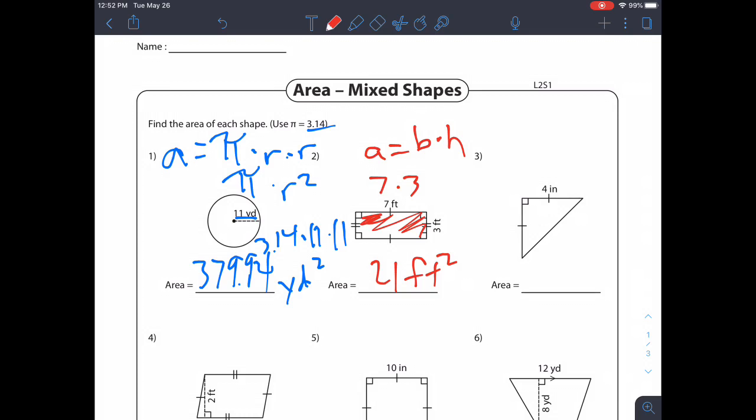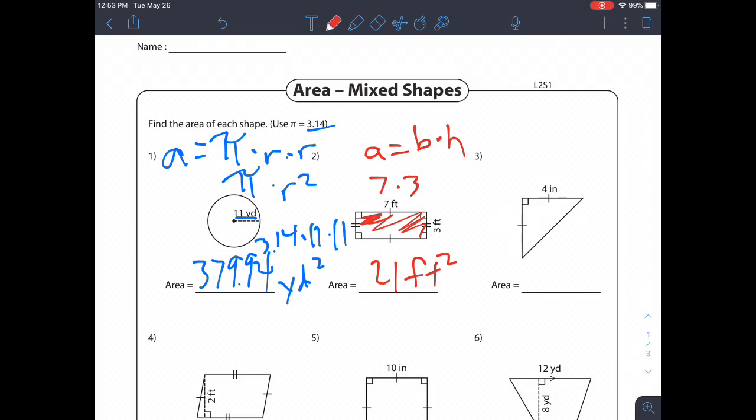All right, and now we have a triangle. If we were to use that same formula, base times height, oh, do you see that little line right there? That means this one's 4. So if we did 4 times 4, that would be 16. But that would include all of this space, and we don't want to do that. So I'm going to erase that.